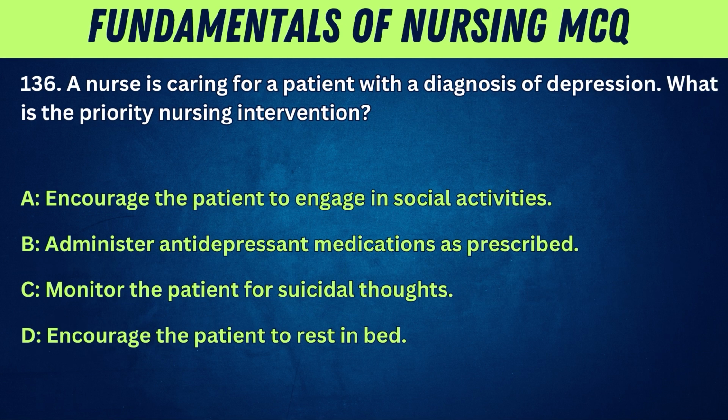136. A nurse is caring for a patient with a diagnosis of depression. What is the priority nursing intervention? A. Encourage the patient to engage in social activities. B. Administer antidepressant medications as prescribed. C. Monitor the patient for suicidal thoughts. D. Encourage the patient to rest in bed.